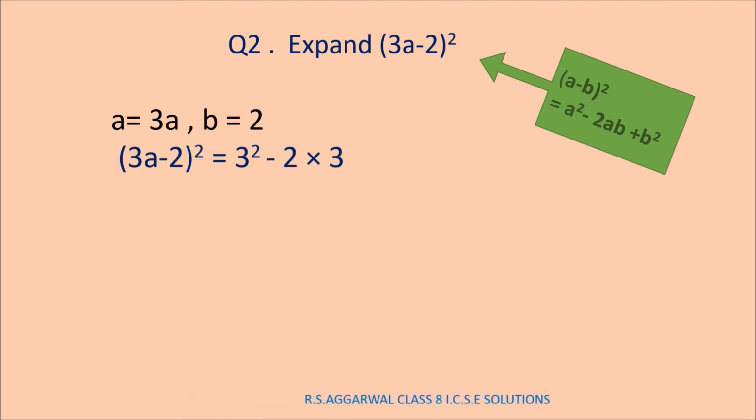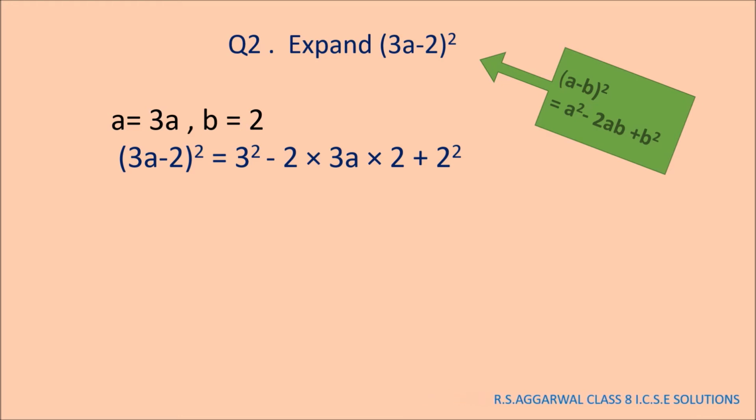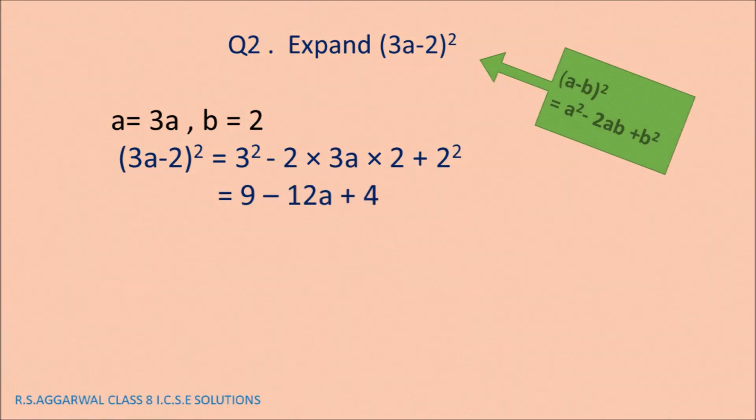So similar to question number 1, we are going to expand each term. So (3a) the whole square minus 2 into 3a into 2 plus 2 square. So here, the first term on squaring will give you 9a square, minus multiply the numbers 2 into 3 into 2. So what you get here? 12 and the variable a, plus 2 square, which is 4. This brings us to the end of the solution.